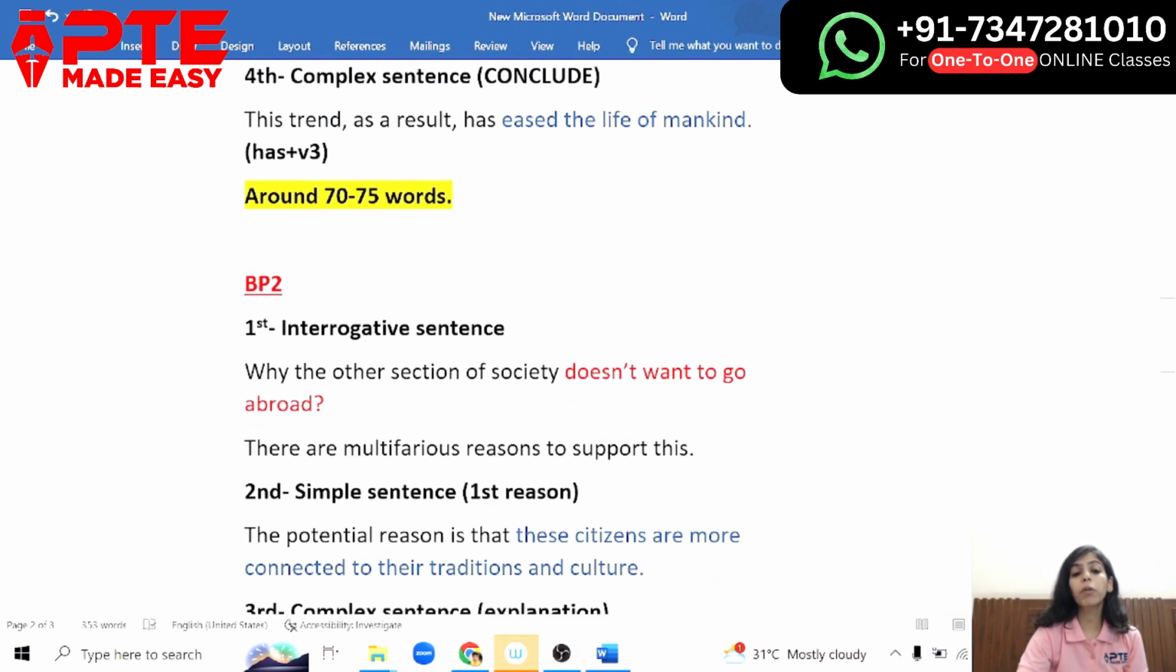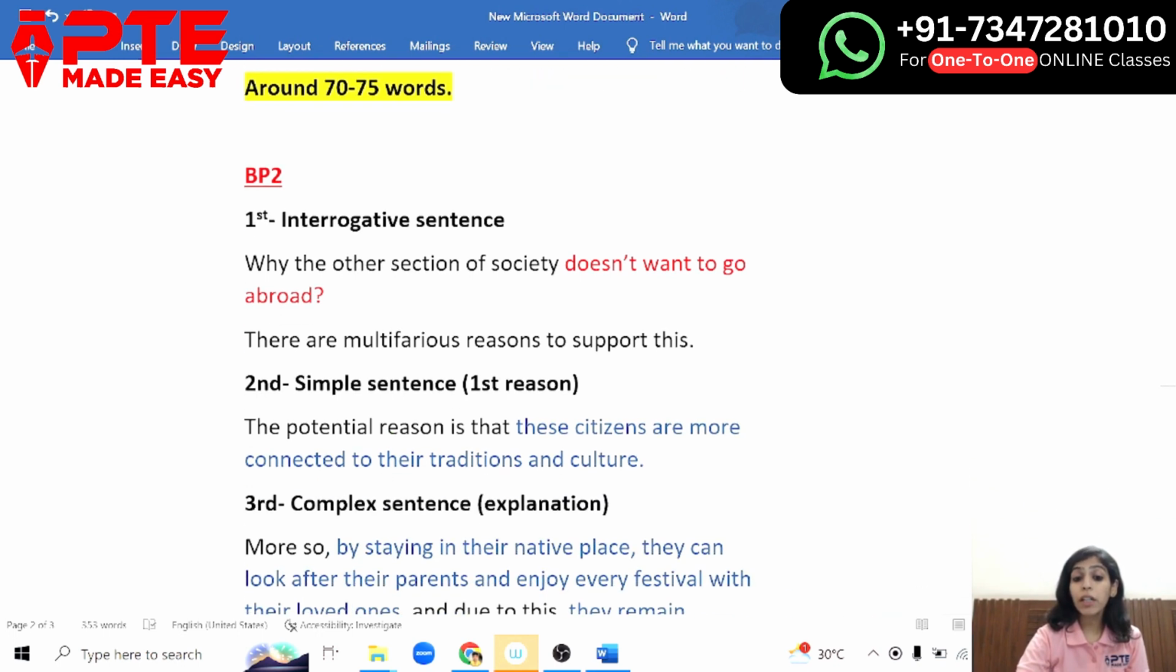Body paragraph 2, we are going to start with an interrogative sentence so that we show the examiner that we have knowledge of various sentence structures. Why the other section of society doesn't want to go abroad? Full stop, no, question mark because it is an interrogative sentence. There are multifarious reasons to support this. So now whatever the reason is, we are going to explain further. The potential reason is that you are going to simply copy paste everything. Doesn't want to go abroad.